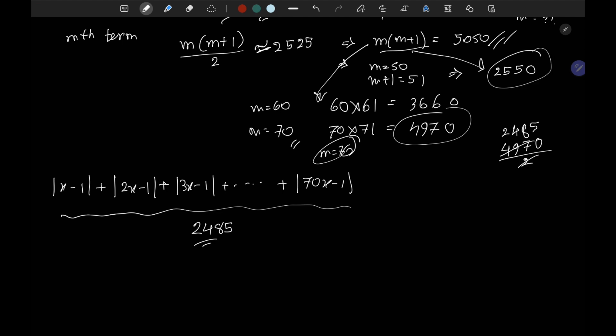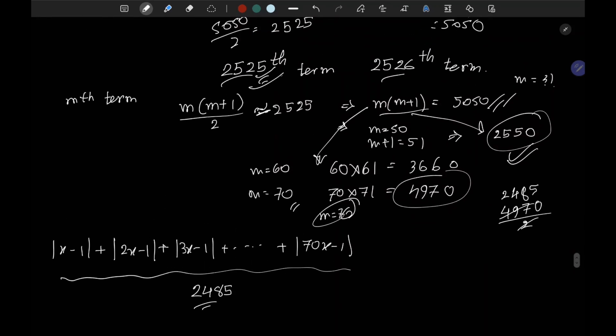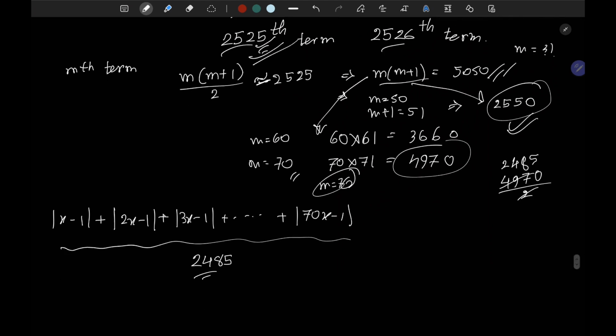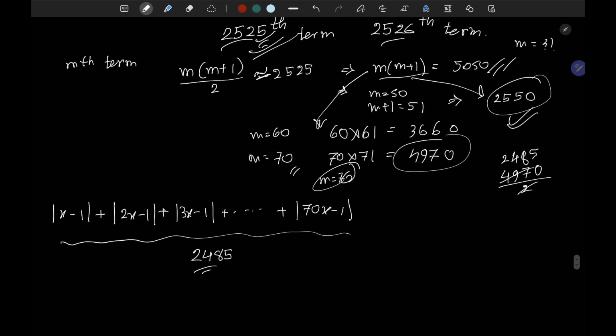We are aiming for this number 2550 because, as I have already told, we want to know this particular term, 2525th term. So what is the immediate next term after this modulus? That is your 71x minus 1. That means 71 is taken common and x minus 1 by 71. This means that we have total 71 numbers of modulus of x minus 1 by 71.